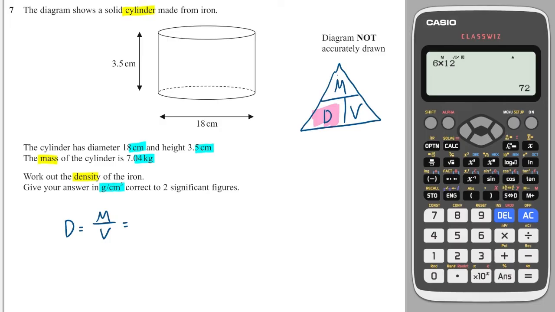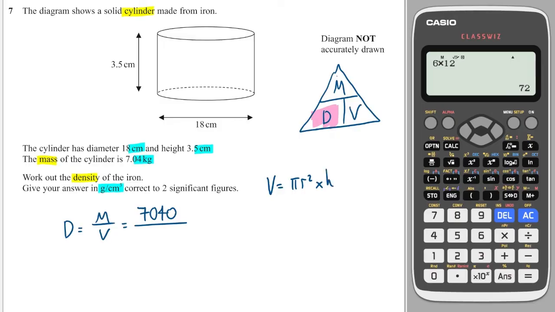The mass, I want it in grams, so I'm going to multiply by 1,000 to get 7040, because there are 1,000 grams in a kilogram. And that's over the centimetres cubed, so the volume. Okay, what is the volume? Well, the volume of a cylinder is the base area, which is pi r squared, multiplied by the height of the cylinder. And we have pi multiplied by the radius will be 9, because the diameter is 18, so we have to half it to get the radius, and the height is 3.5.